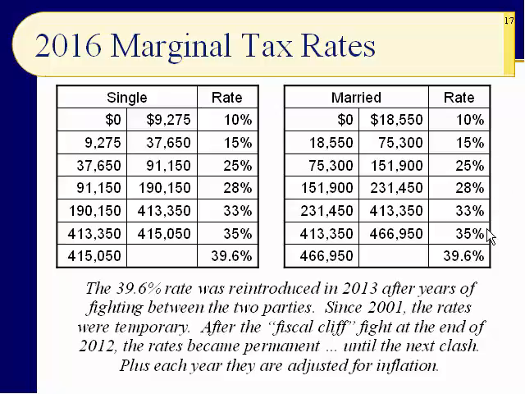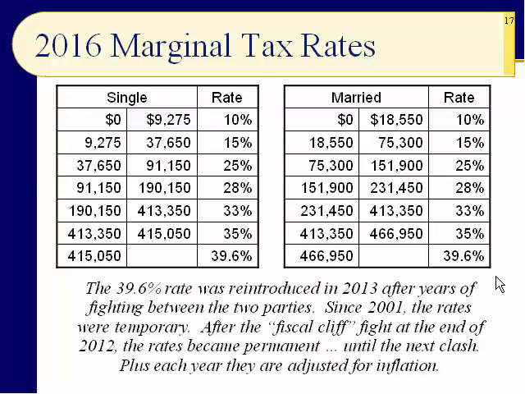But then once you get up into the $400,000 range, they don't double it. It's a little bit higher, but not that much higher than what the single people are paying. That 39.6% rate was reintroduced in 2013 after years of fighting between the two parties. Since 2001, the rates were set up as temporary, and throughout the 2000s, there was this fight every couple of years about what's going to happen. Then finally, we had the huge clash at the end of 2012, and the rates became permanent. And then each year, they're adjusted for inflation.